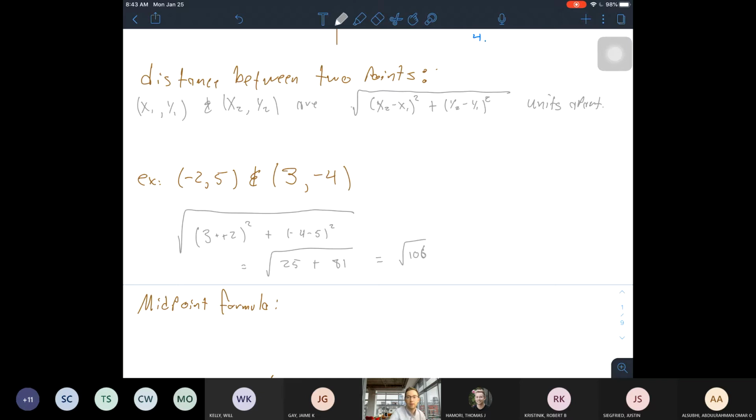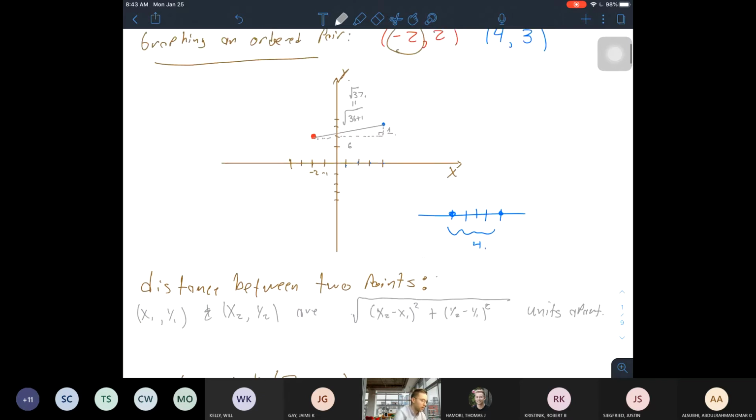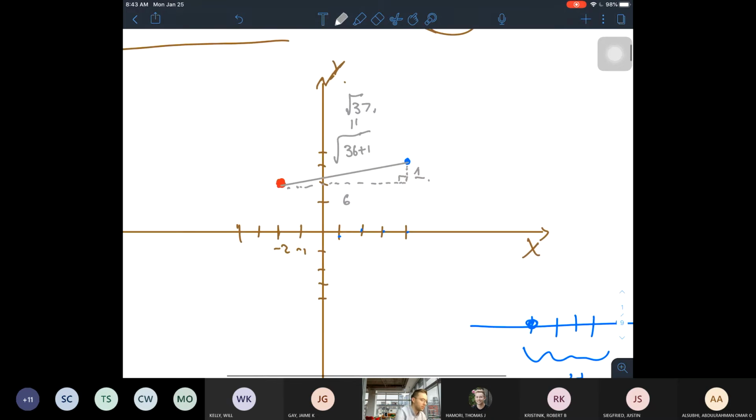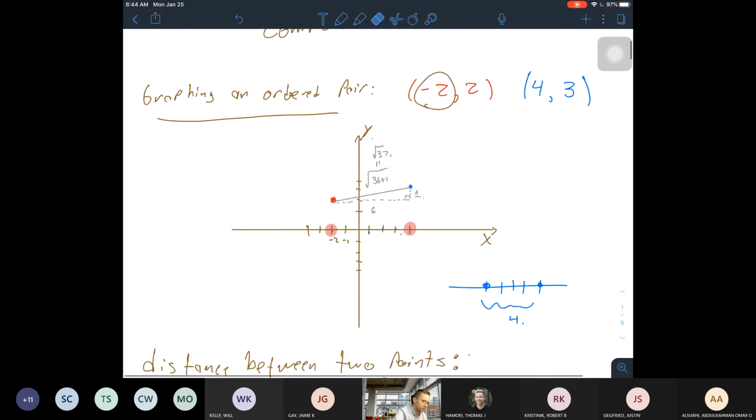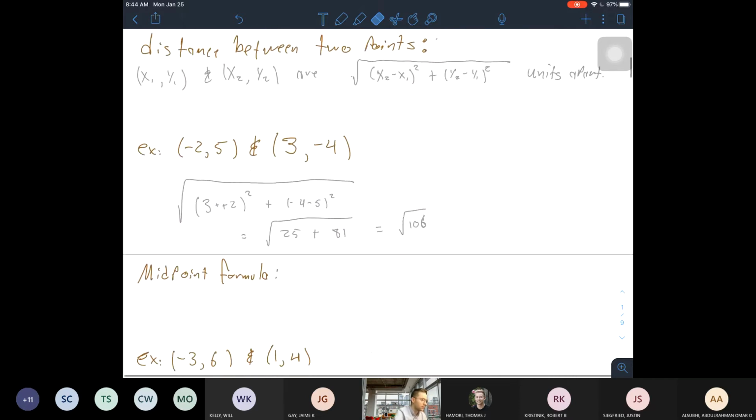Yeah, Savannah brings up a good point. When you're counting the distance between 2 points on the number line, for example, -2 and 4, what we want to count here are the spaces between. Okay, so we count each space, but not each tick mark. Okay, thanks for reminding me of that, Savannah. Okay, so that's distance between 2 points.